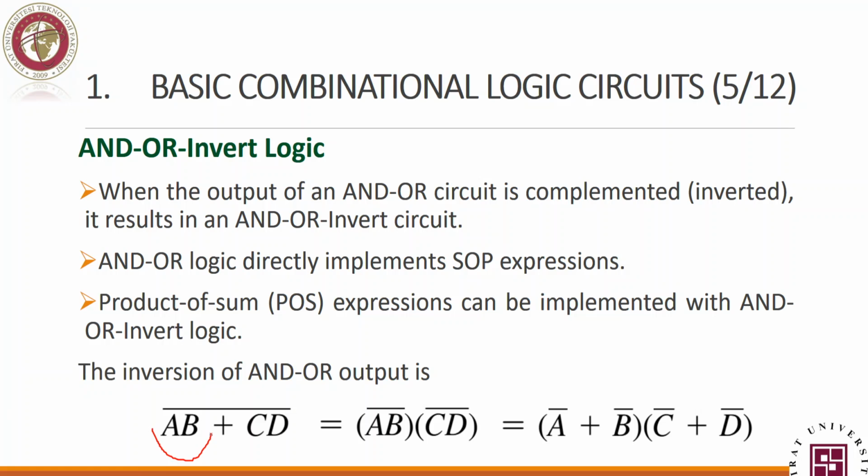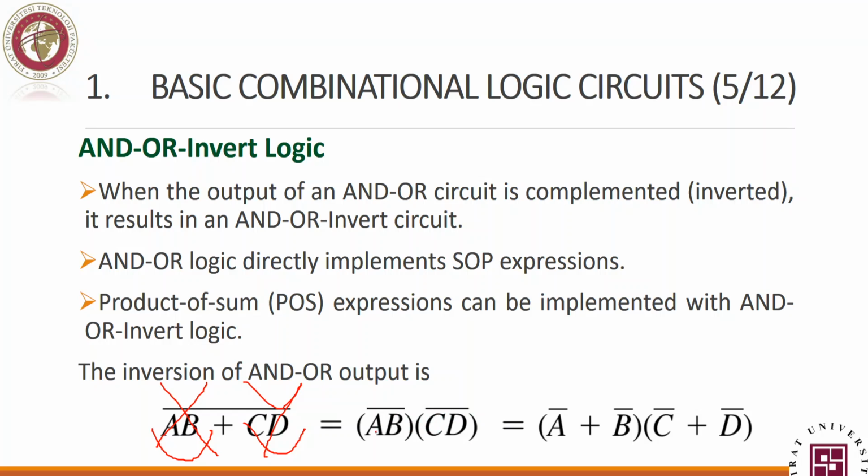If we have ORed terms, of course they are ANDed, but as one whole piece, you can call this one X and this one Y. So X or Y, all bar, it would be what? It will be simply X bar and Y bar. So what's X? A and B, all bar, and C and D, all bar, or not C and D.